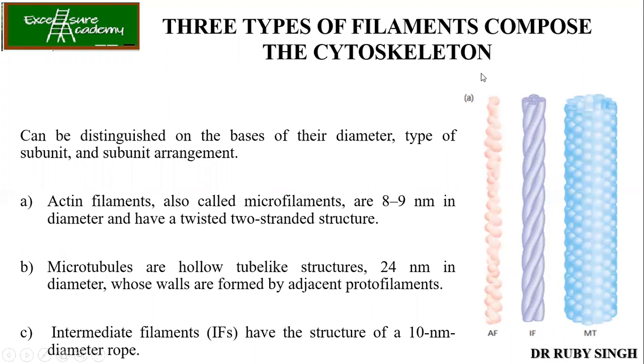So we know that there are three types of cytoskeleton now, and they are divided based on their diameter and the subunit arrangement. So first one is your AF, that is actin filament. It is the microfilament because this one is the smallest one, and it has a diameter of 8 to 9 nanometers. What are the monomers of the actin filaments? Anyone?